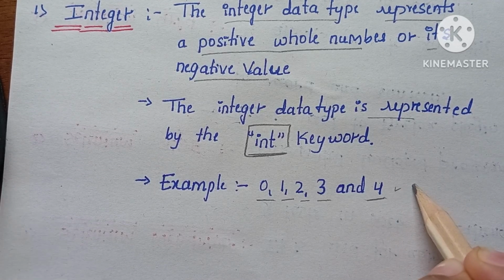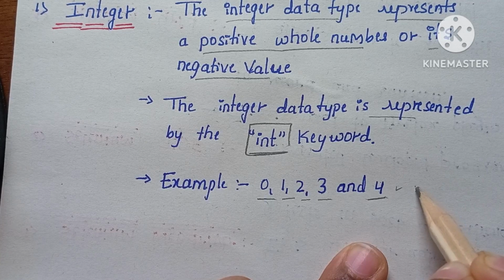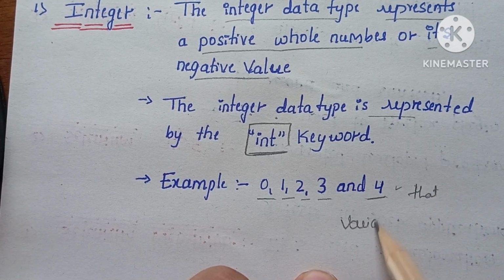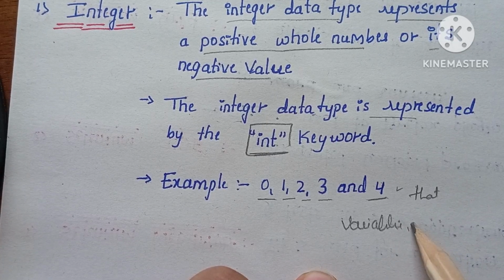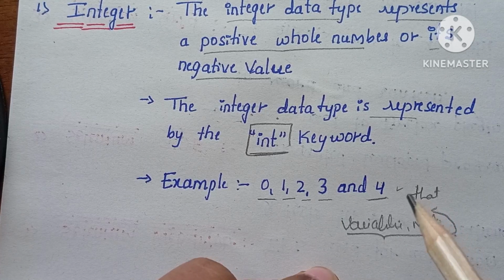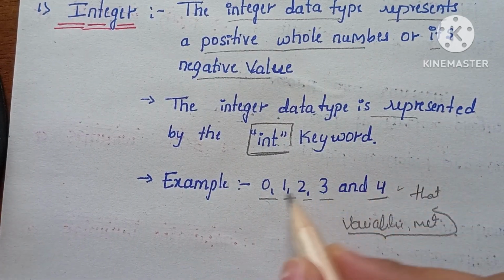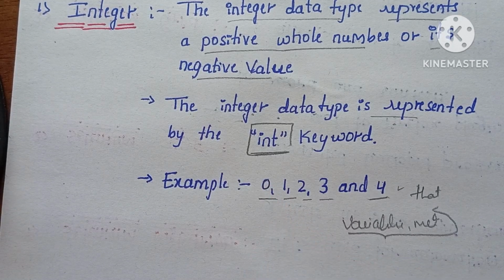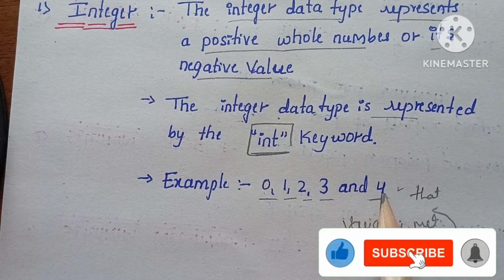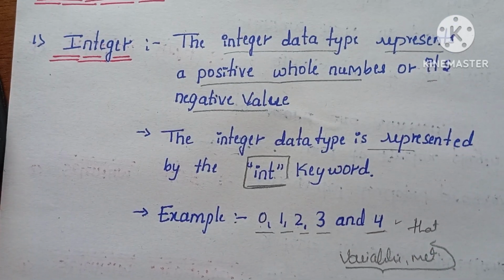Alphabets, variables and methods are not considered integers. So integer means only numbers, single-digit or multi-digit, with no fractional number or complex number. Simply 0, 1, 2, 3, 4 are integers. This is called the integer data type.